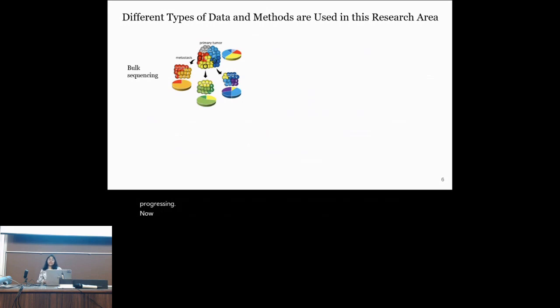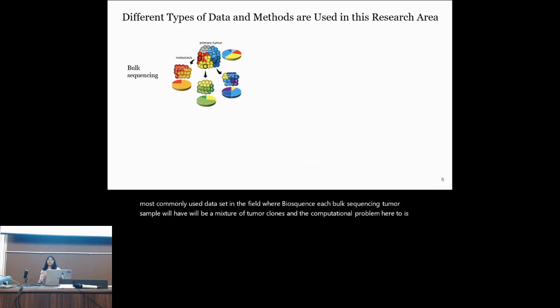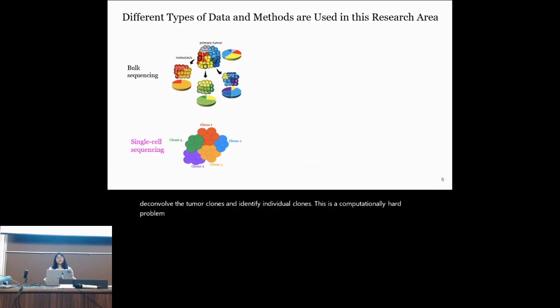Now, the field is using different types of data sets. For example, bulk sequencing data. It is the most commonly used data set in the field, where each bulk sequencing tumor sample will be a mixture of tumor clones. And the computational problem here is to deconvolve the tumor clones and identify individual clones. This is a computationally hard problem. So with the advent of single cell sequencing, we do not need to deal with this problem because in single cell, we have the genomic sequence of each cell. However, single cell sequencing comes with its own errors, such as allelic dropouts, false positives, and false negatives.